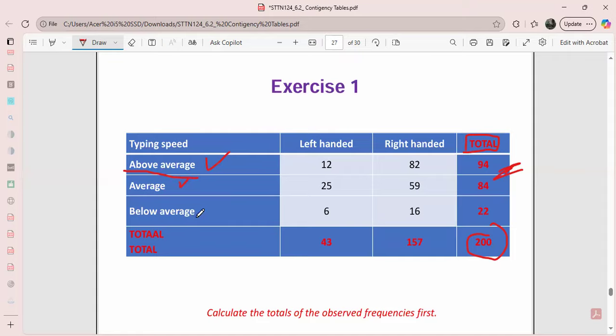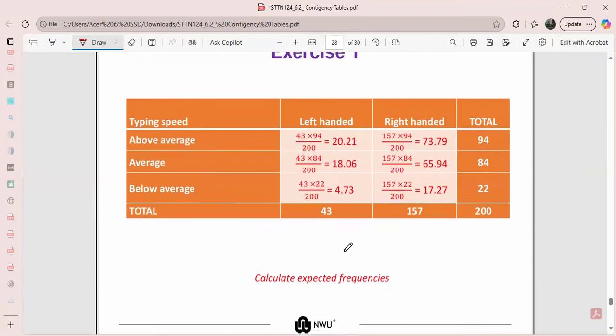Below average. 43 multiplied by 22 divided by 200. It means you're going to get the expected frequency for this one. You are done. 157 multiplied by 22 divided by 200. You get the expected frequency for this one. You are done. I think that's what they did here.